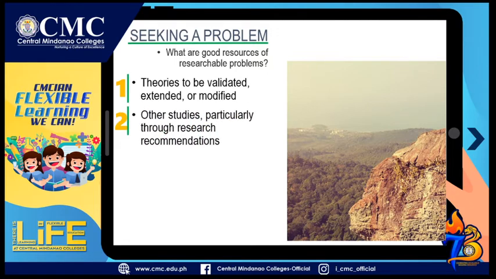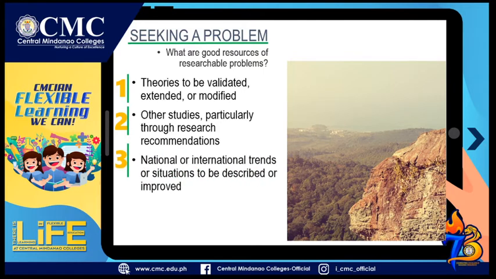Pangalawa is other study, particularly through research recommendations. Kasi ang lahat talaga ng mga study, at the end of the day, meron niyang mga recommendations. Tingnan mo. Recommended doon. Gumawa ka ng research about bakit, ano kaya ang mga reason behind bakit low yung grades ng mga senior high school students. Ano kaya yung reasons?